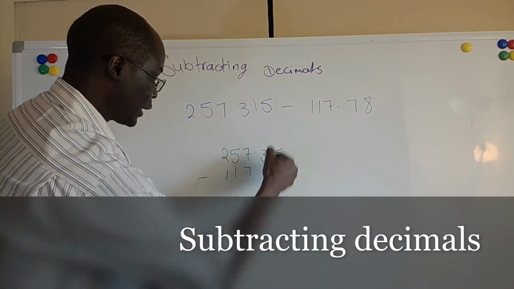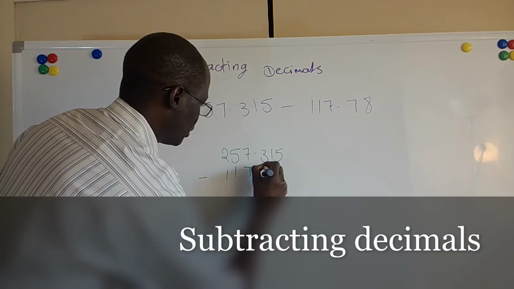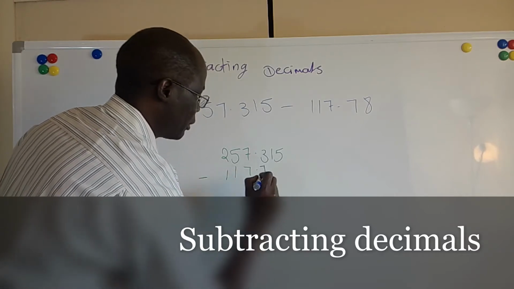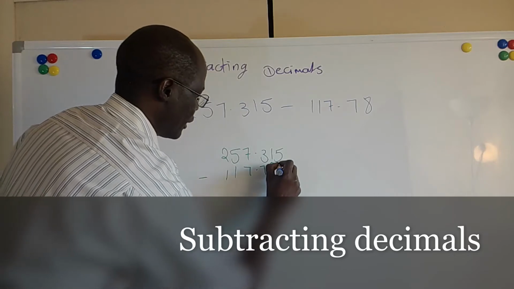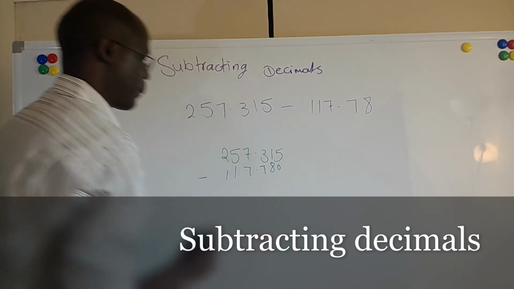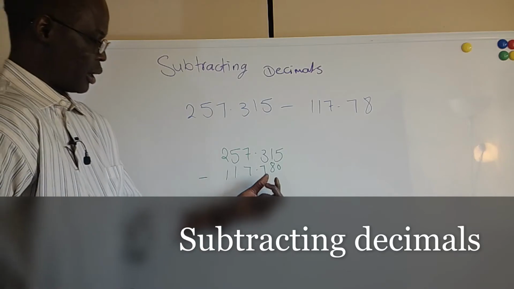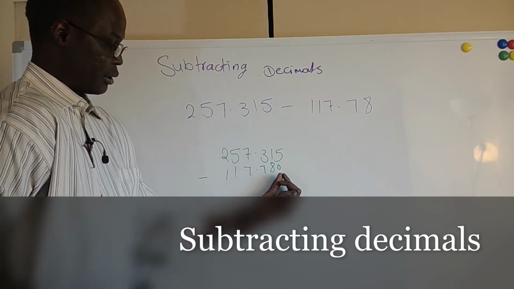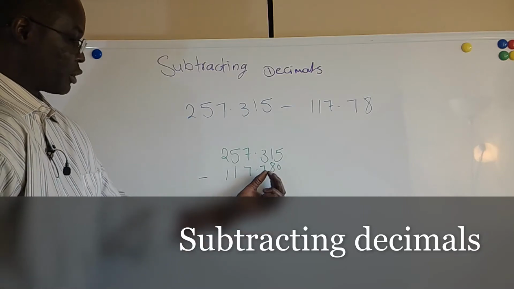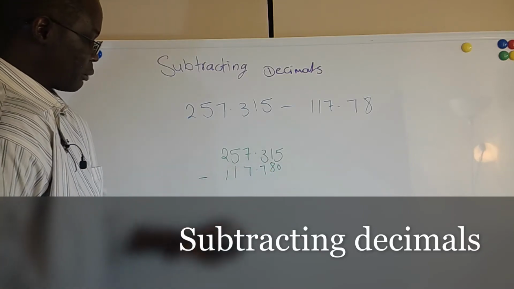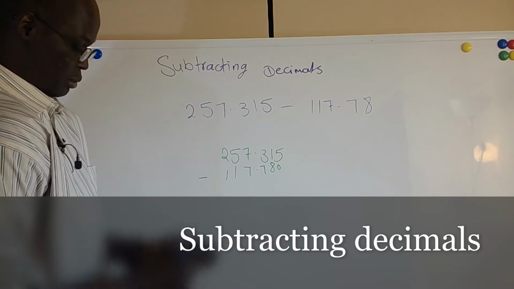We have to line up the numbers. So we have 78 and then the 0. So it's not 780, but to get the answer right, we have to line up the numbers together.